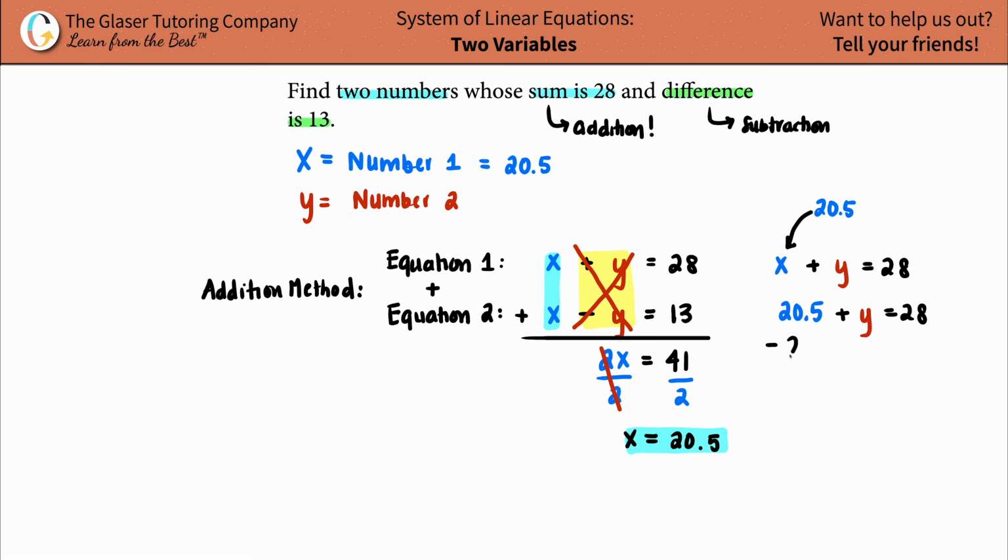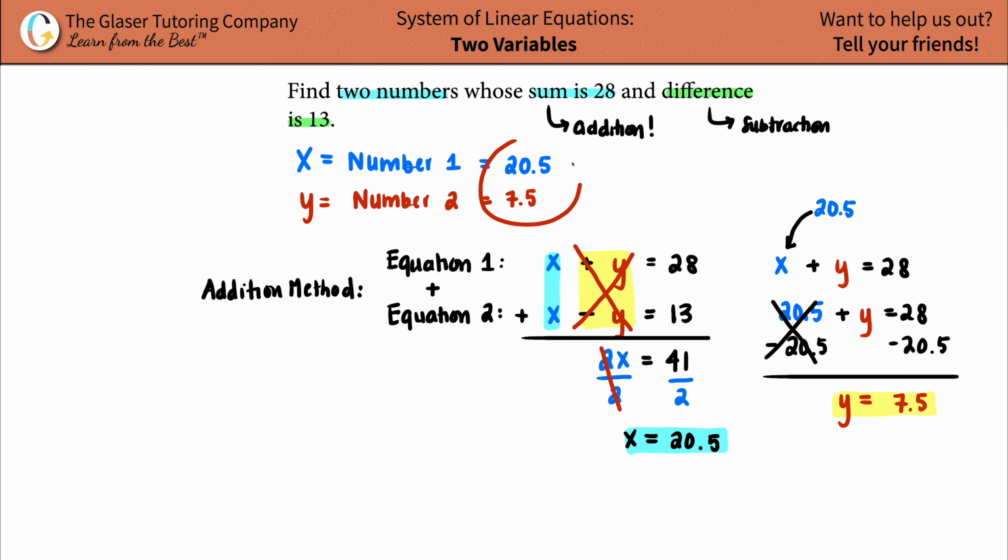And then get y by itself, so minus 20.5 on both sides. This goes bye-bye. And we get y equals whatever that is. 28 minus 20 is 8, but now you have a half, so 7.5. And that looks good to me. If we added this back up, you do get 28. And that's good to go for me. So let's box this off. Let's say that the other number was 7.5.